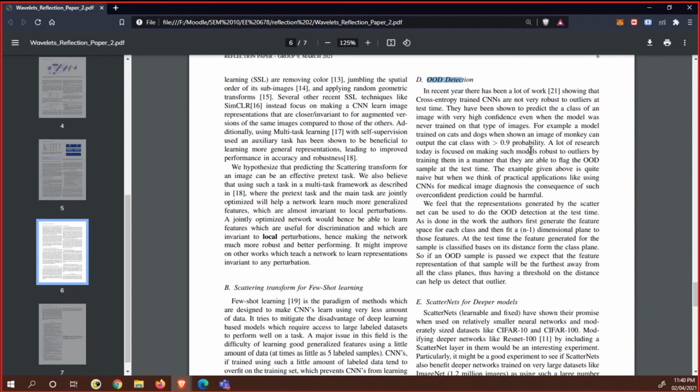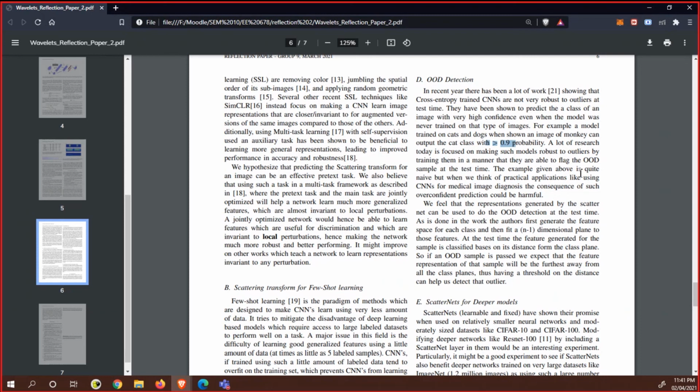So for example, if a model is trained for classifying between cats versus dogs, and then at test time I pass an image of, say, a car, or rather, over here I have taken an example of a monkey. So if I pass an image of a monkey, then it is possible that the model will predict cat for that particular image with very high probability, even above 0.9.